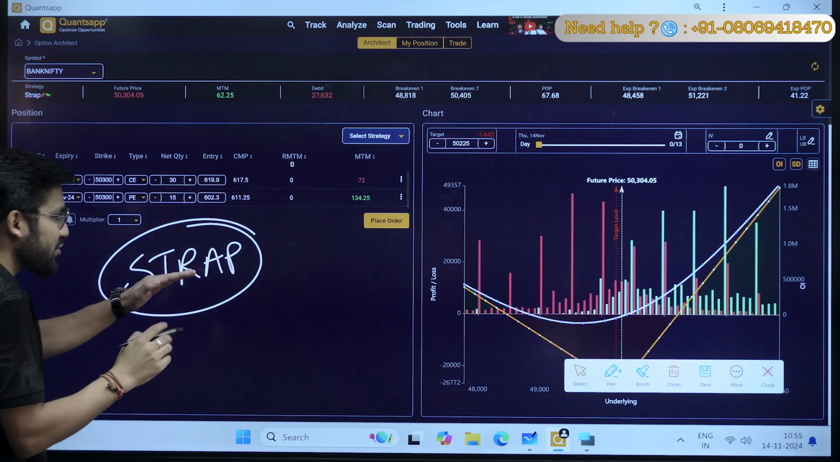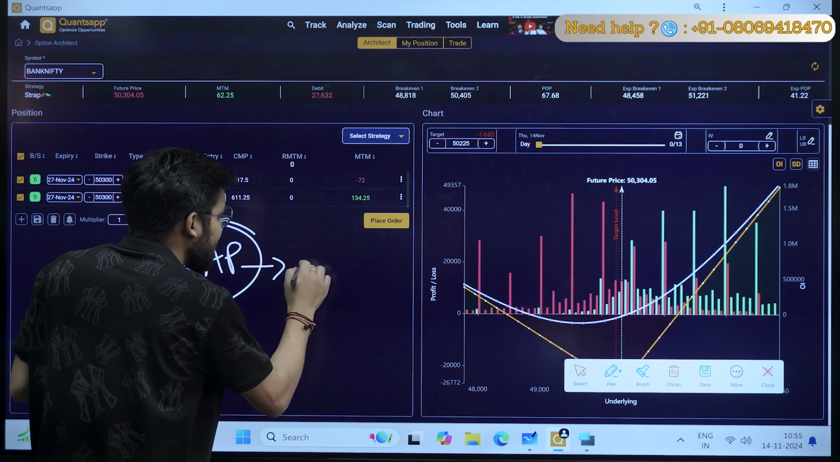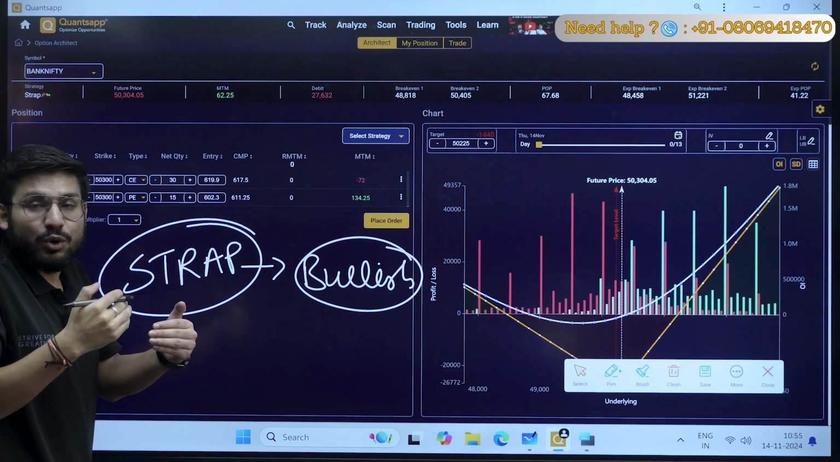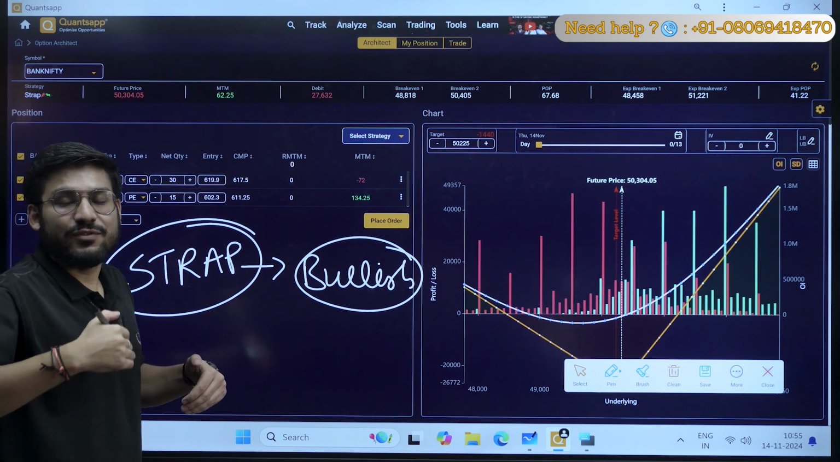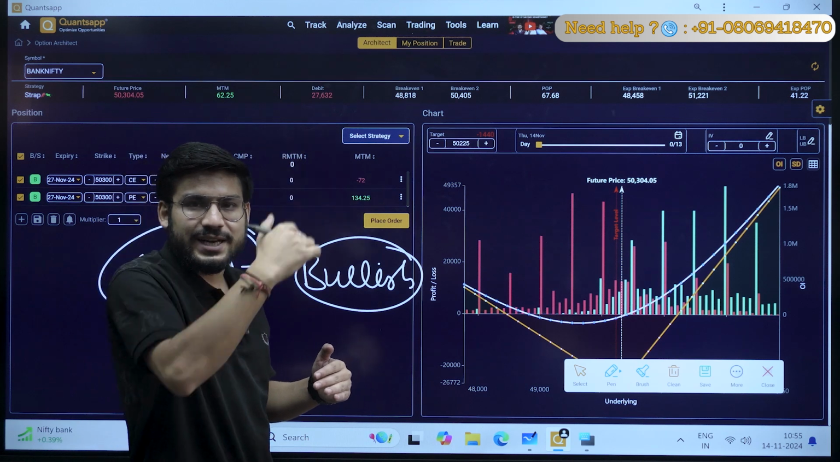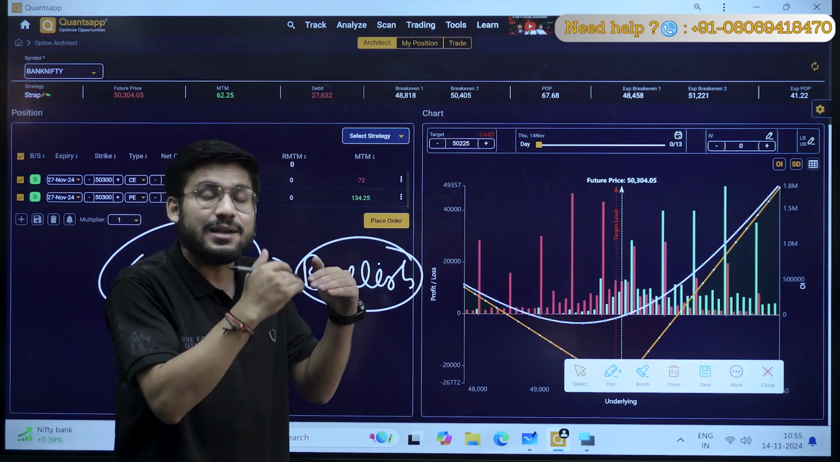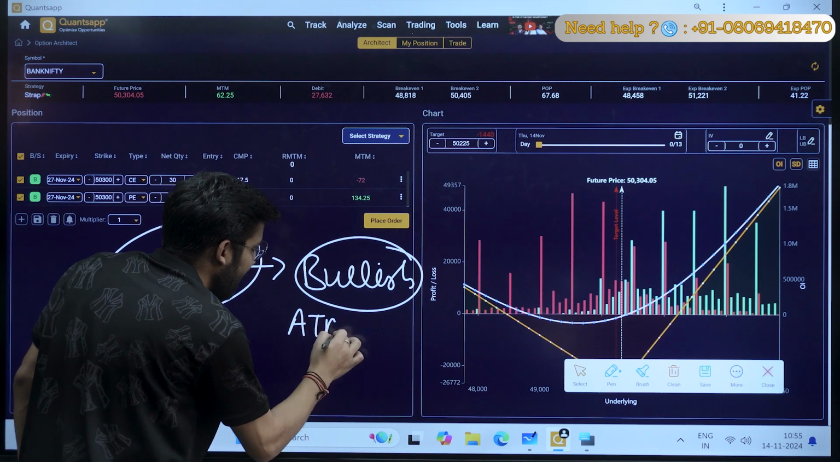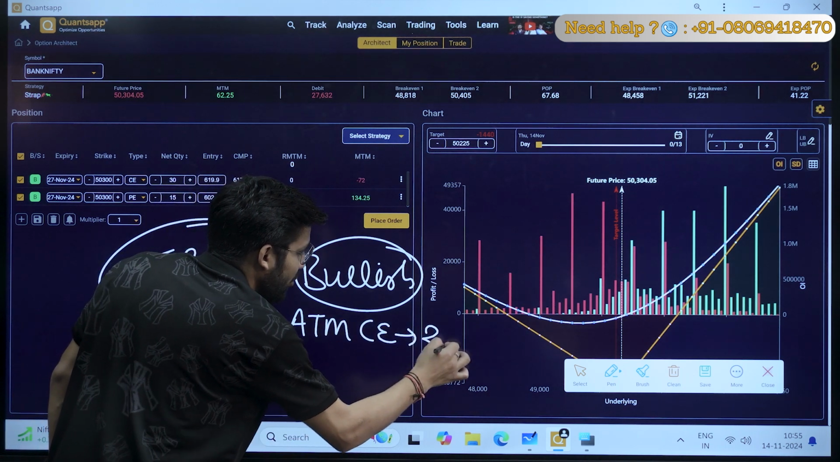So when I'm going with this strategy, what is my view? My view is bullish, but not that much bullish. But I know the market will be in momentum. There will be momentum in the market, right? So it can go on the bullish side, it can go on the bearish side, I don't know, but I'm a little bullish from my side. So I will buy ATM call option 2 lots.